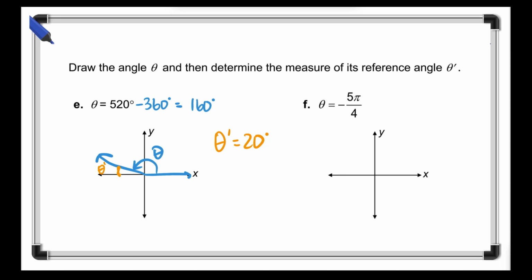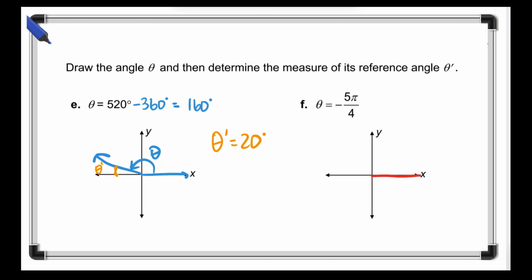Okay, so now we have negative 5 pi over 4. Negative 4 pi over 4, this is negative 5 pi over 4, down and around again. Closest x-axis is our negative 4 pi over 4, or negative pi. So that difference, our reference angle is going to be pi over 4.